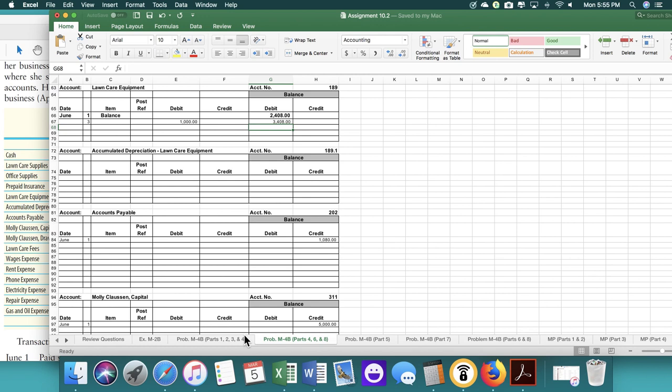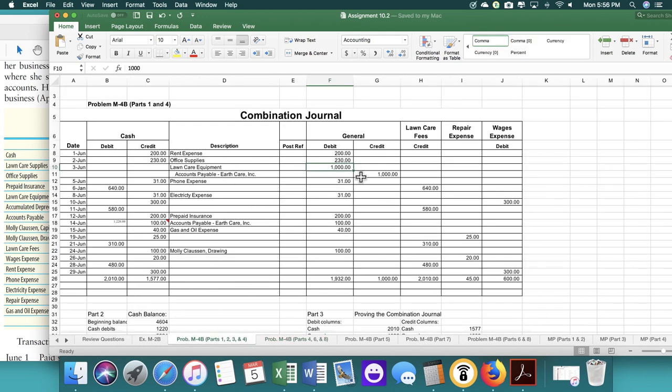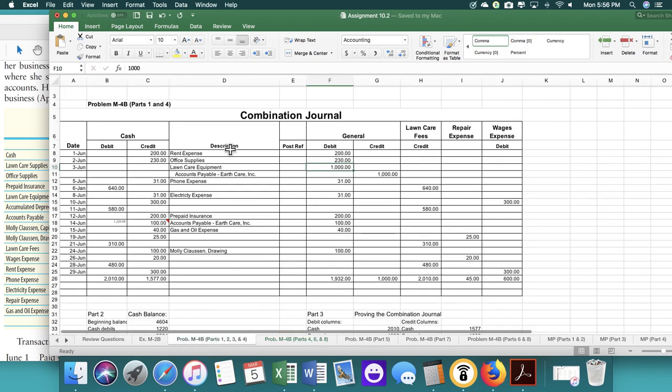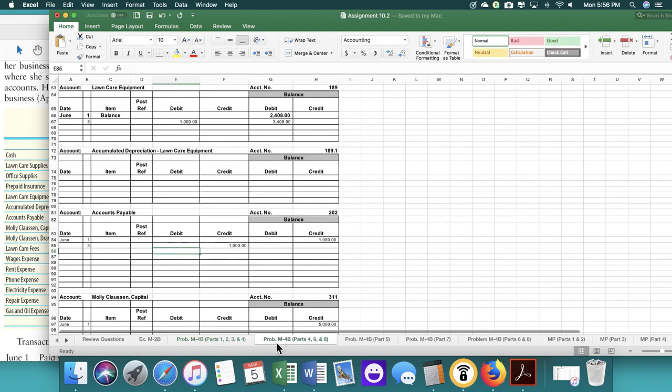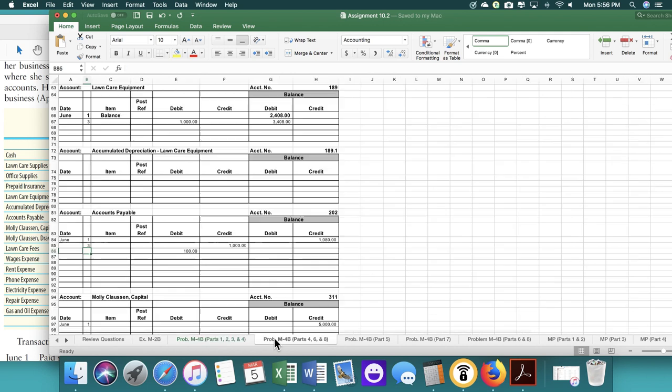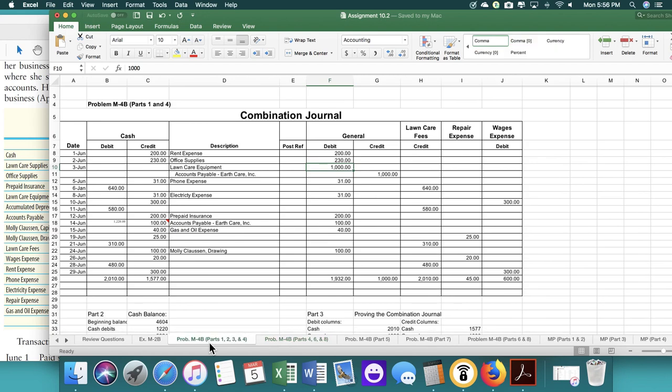Accounts payable. We have $1,000 on the 3rd. And then we debited $100 on the 14th. It may benefit you to print out the combination journal once you get it done. That way you're not having to flip screens constantly, because that's going to get tiring and you may miss something that you otherwise may not miss.